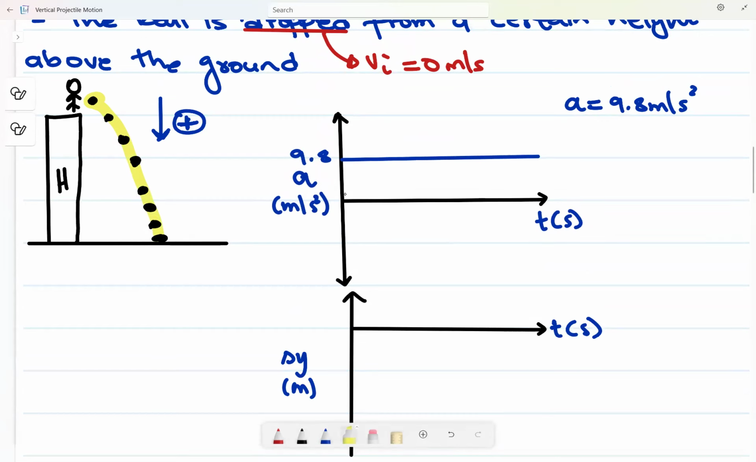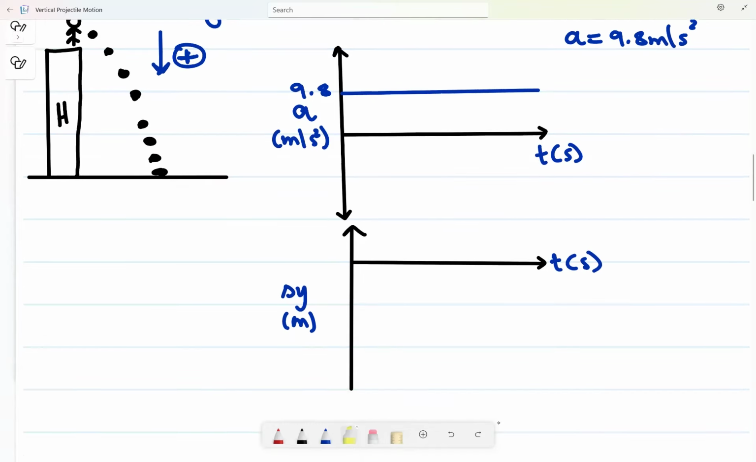So now when I draw this graph, if I chose downwards as positive and my object is moving downwards, it means I'm choosing the positive direction to be the one that my object is moving in. Here I think I made a mistake in my drawing. I want you to understand this.